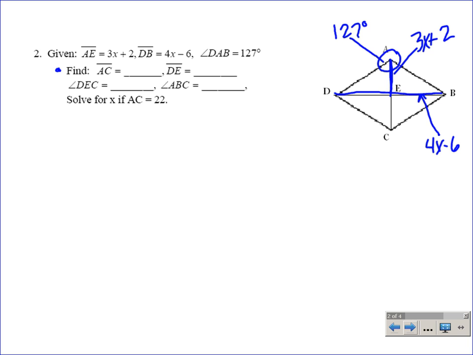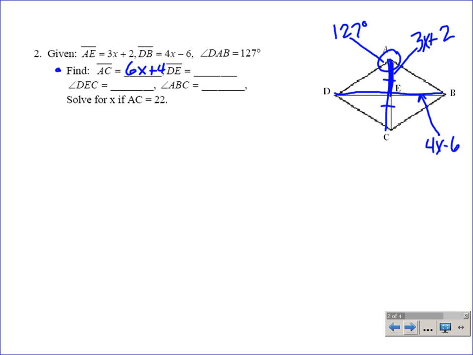We know what AE is. We wanted to do the full thing, AC. So, since the diagonals bisect each other, this length is the same as this. So we just would multiply by 2 to get the whole thing. Yes? And it would be 6x plus 4. We had 3x plus 2. We're just going to multiply that by 2 because it's half of the whole distance.